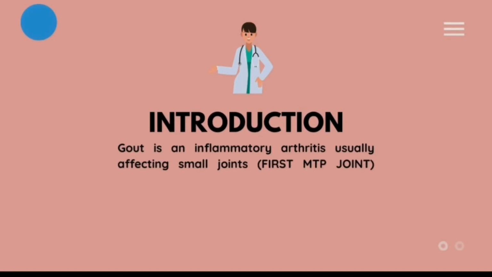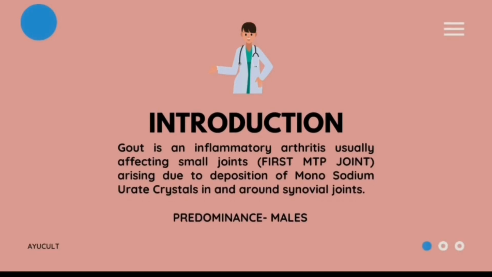Let's start with the introduction or definition of gout. Gout is an inflammatory arthritis usually affecting small joints, that is the first MTP joint, metatarsophalangeal joint, arising due to deposition of monosodium urate crystals in and around synovial joints. Gout is predominantly seen in males. So remember, whenever you have a male patient with sudden joint pain, think of gout. And whenever you have a female patient with sudden joint pain, think of rheumatoid arthritis. This is true often, but not always.